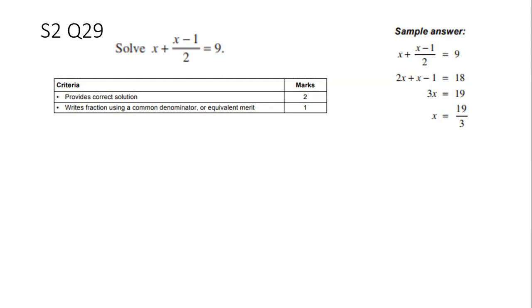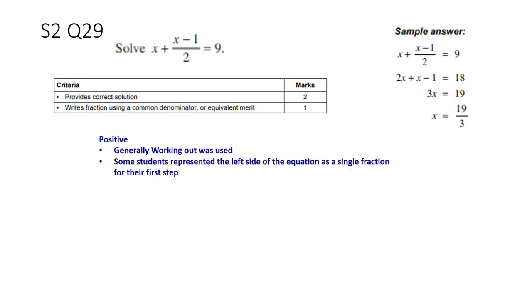The better responses were obviously those that actually carried through their answers all the way through, and wherever they may have made an error, they might still be able to pick up marks depending upon what they show. All right, so obviously we want to see fully worked responses for any sort of equation coming through. Now, generally, when working out was used, they tended to do quite well. All right, so it's worth 2 marks, but if working out, the kids generally ended up getting marks, if not full marks for this. The better students, those that did actually represent the left-hand side of the equation as a single fraction, tended to do better.